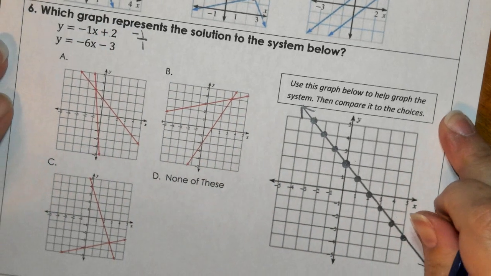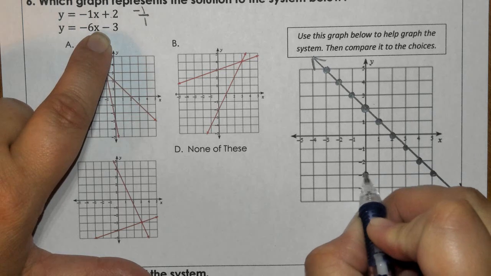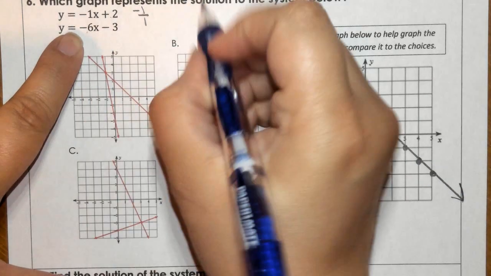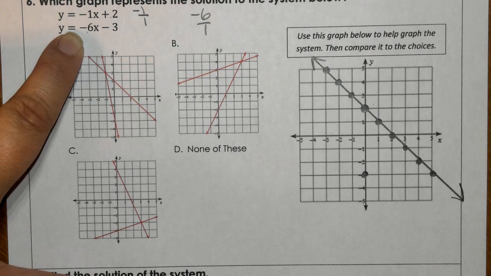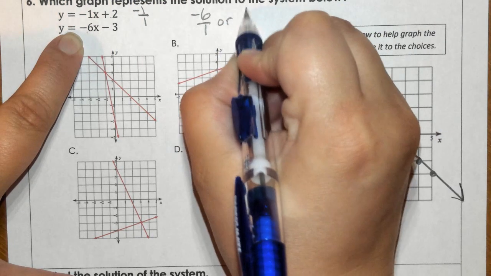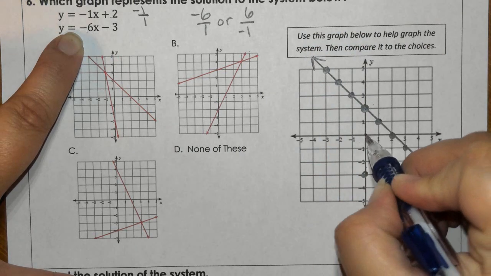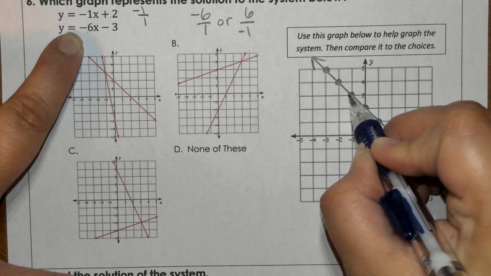Okay, my second line, starting at negative 3, says your slope is negative 6 over 1, but I can't go down. So that means I'm going to have to go up 6 and left 1. Right there.